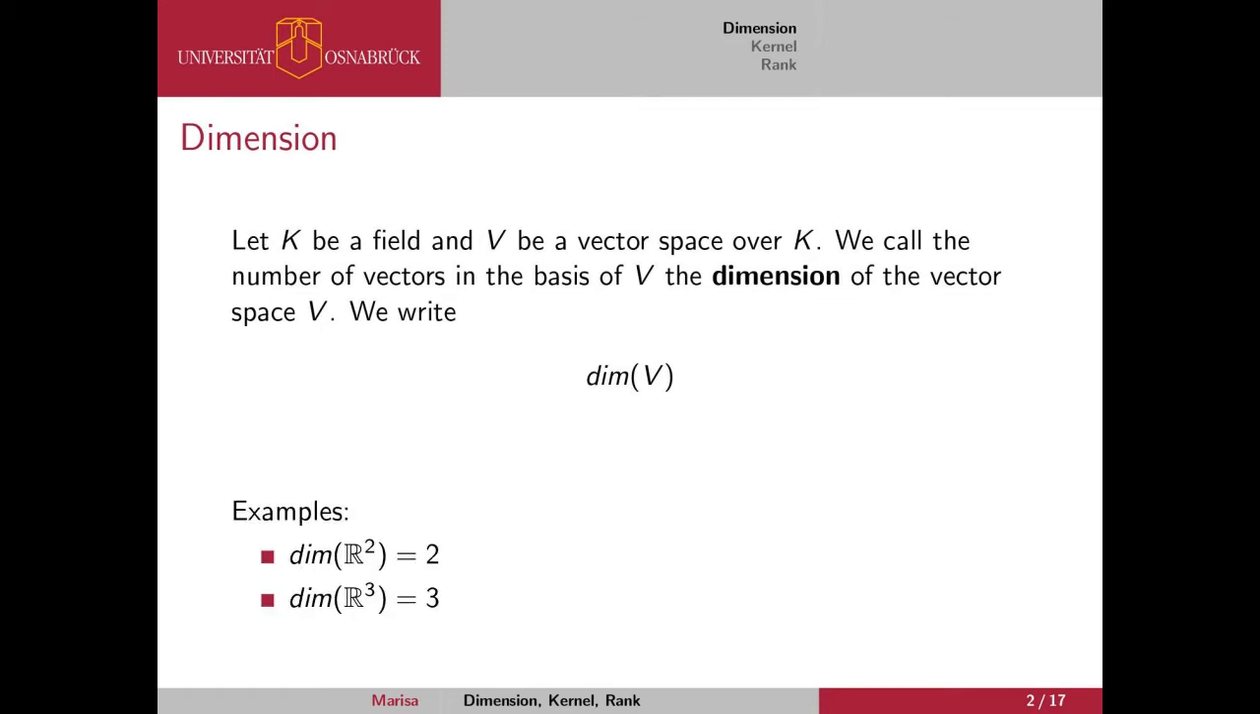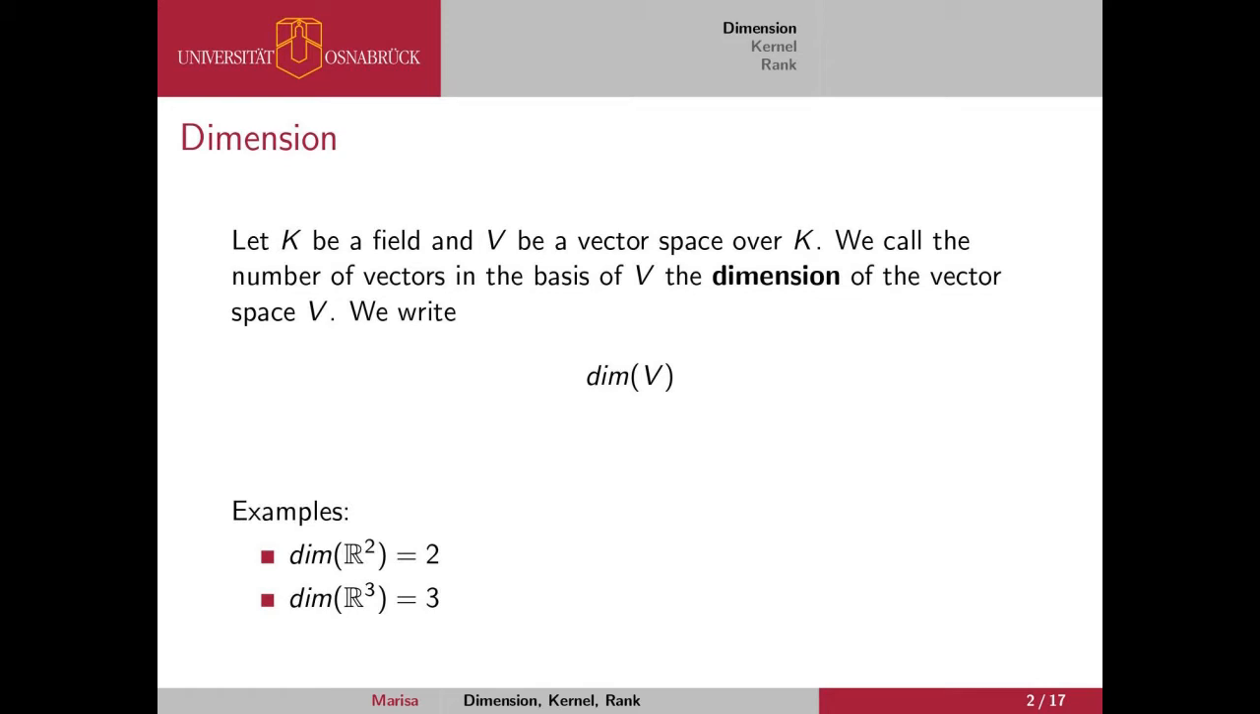Here you can see two examples. The dimension of the vector space R2, so the real numbers in a two-dimensional space, is 2. And the dimension of R3 is 3. The crucial part here is the basis, as stated in the definition. So we want to know the number of vectors in the basis. You should know by now what a basis is from the video about basis from last week.